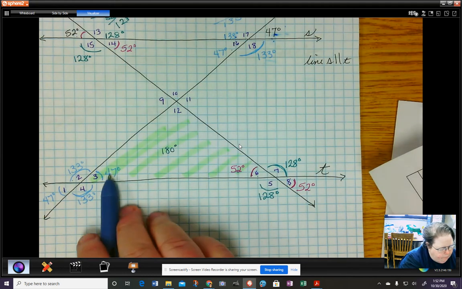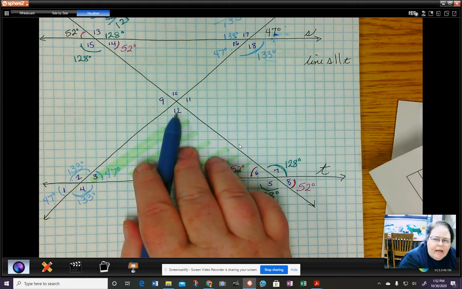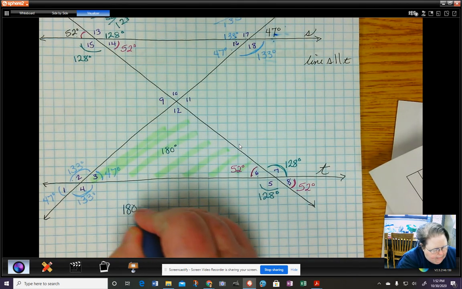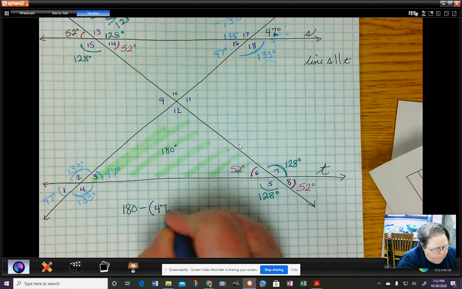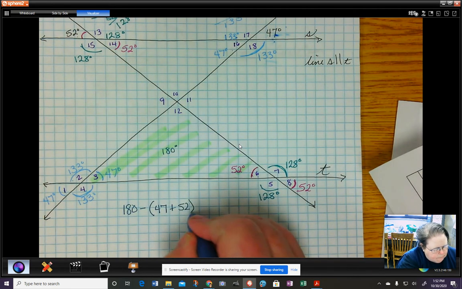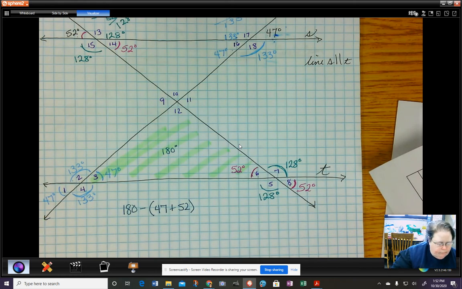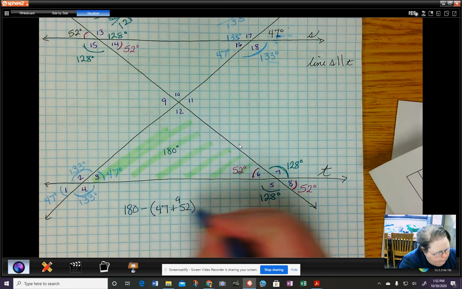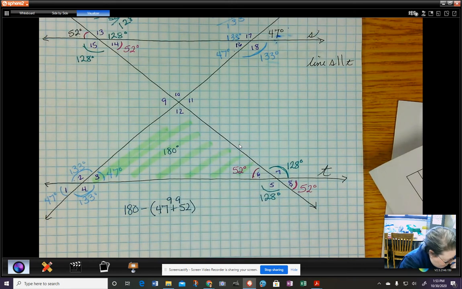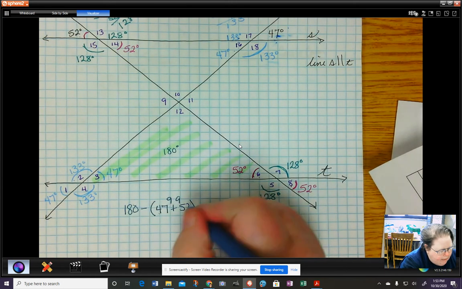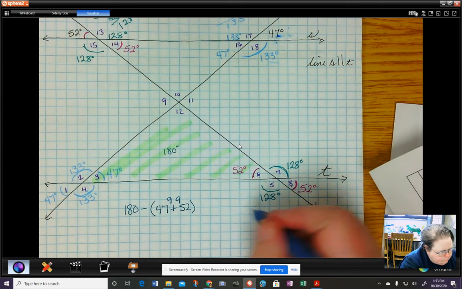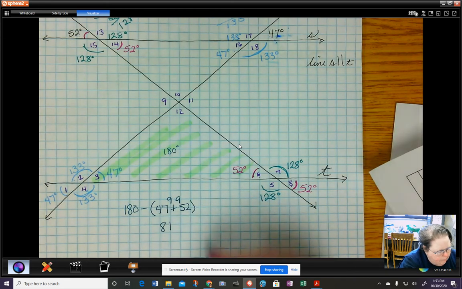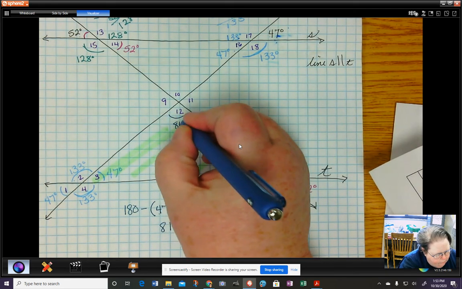So if I have 47 degrees and 52 degrees and a missing angle, how do I find that missing angle? Well, I'm going to take 180 minus (47 plus 52). Notice I put that in parentheses. 47 plus 52 is 99. Yep. Take 180 minus 99. That would be 81. So angle 12 is 81 degrees.